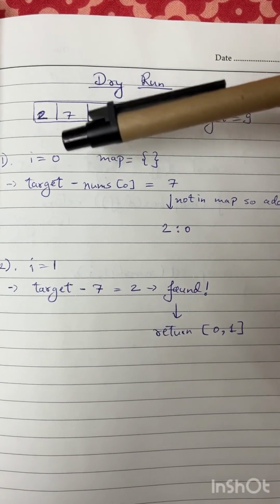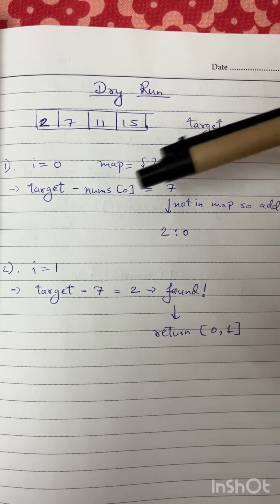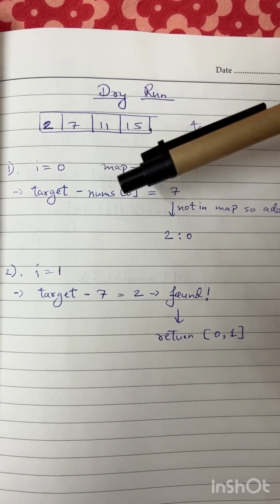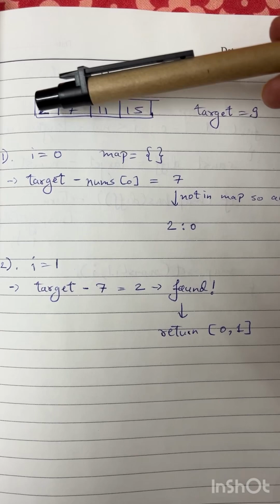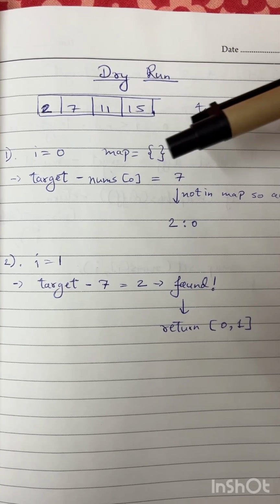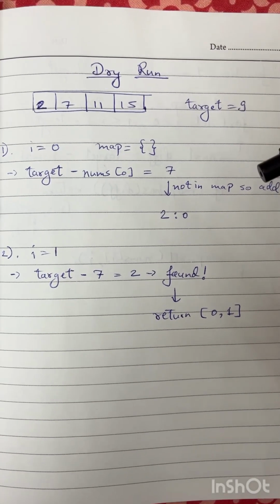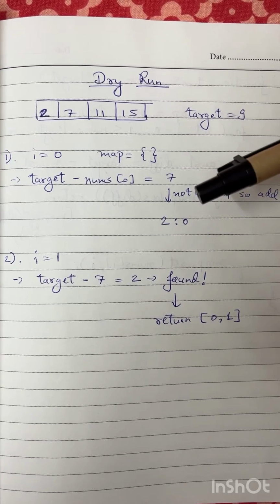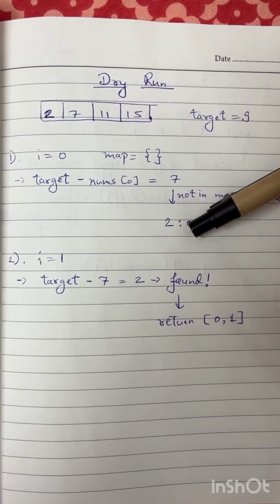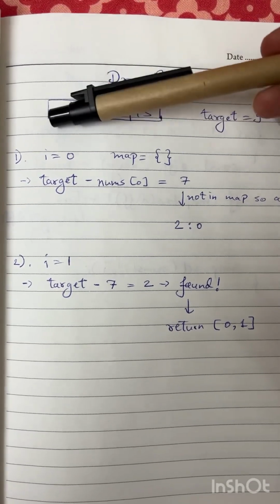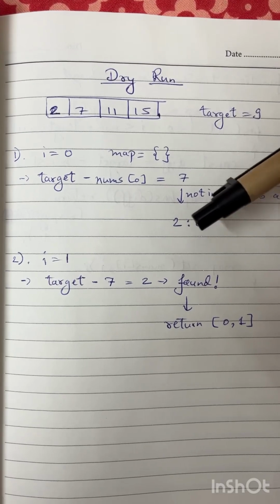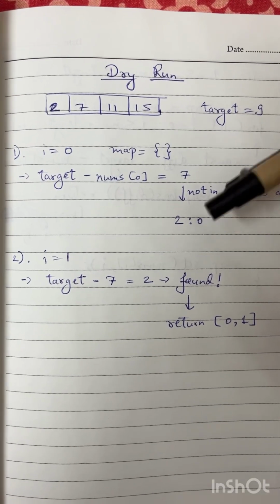So here the target, which is 9, minus the element at the 0th index, which is 2. 9 minus 2 will be equal to 7. It's not present in the map, so we are adding it, which will give us 2 and 0. 2 is the current element. We will add the current element and its index 0.